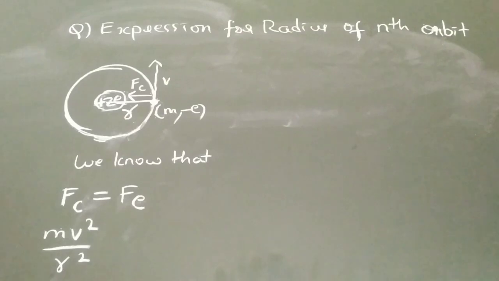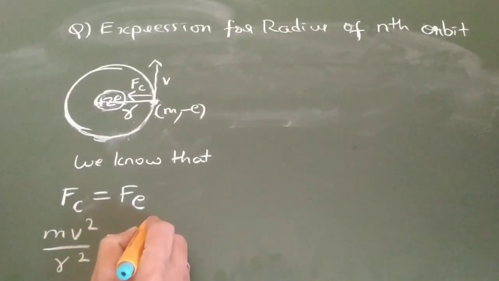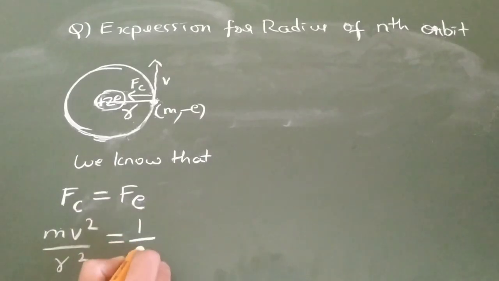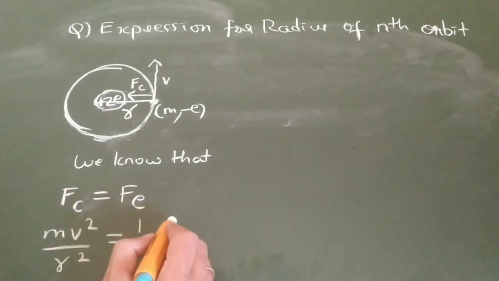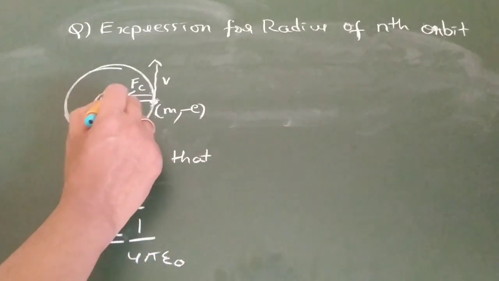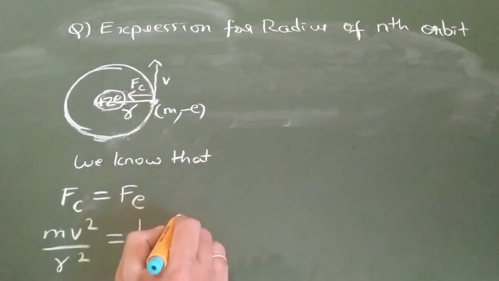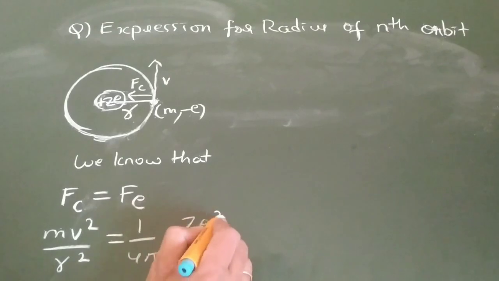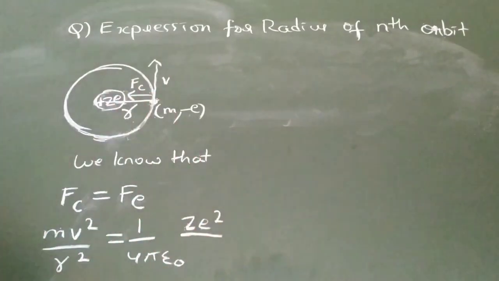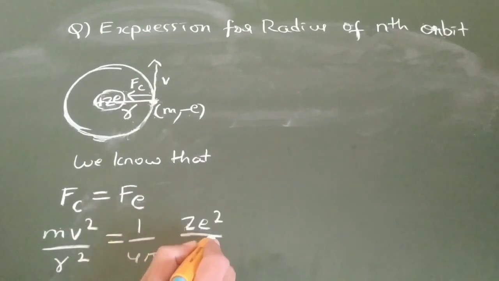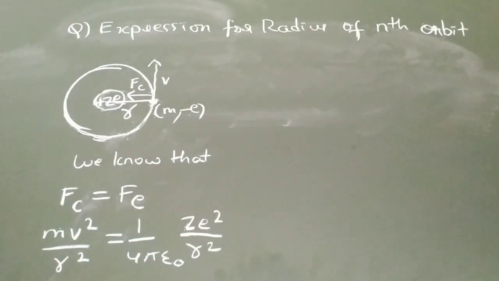Got it now? So this will be equal to the electrostatic force, 1 by 4 pi epsilon naught, into the charges Ze into e, that is Ze square, divided by the distance between the nucleus and the electron, r square. This is the next step.